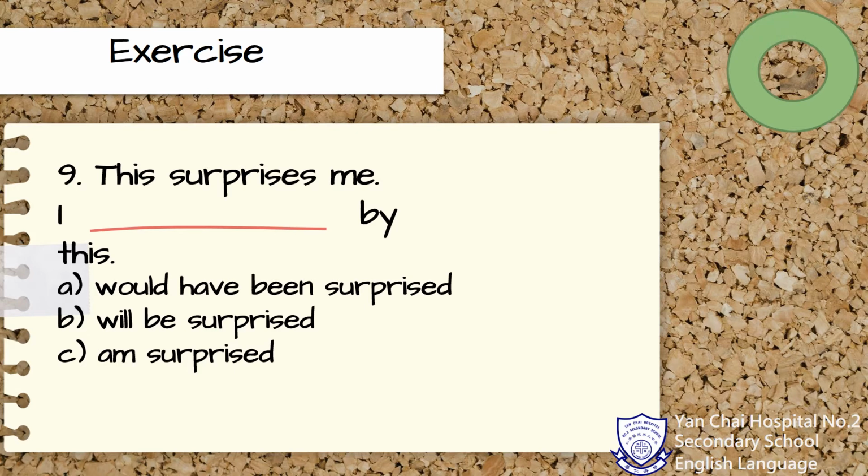So time's up. This one is quite easy. This surprises me, so it's simple present tense. So what we need to do is use is or am or are plus the past participle. So here the subject is I. That's why the answer is I am surprised by this.